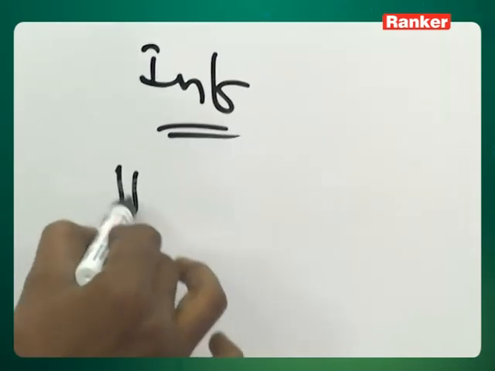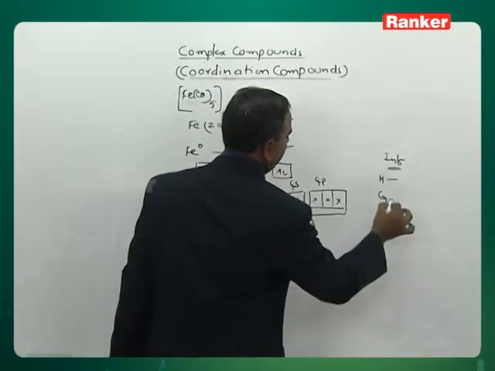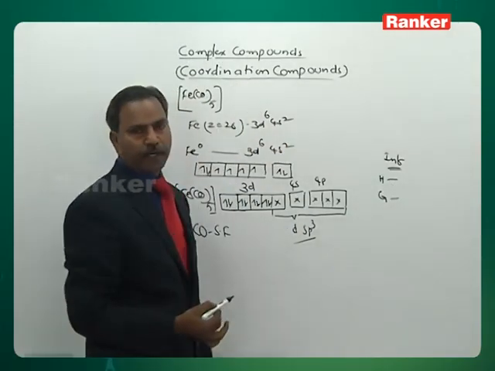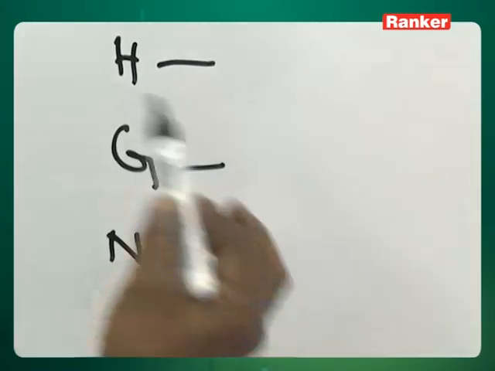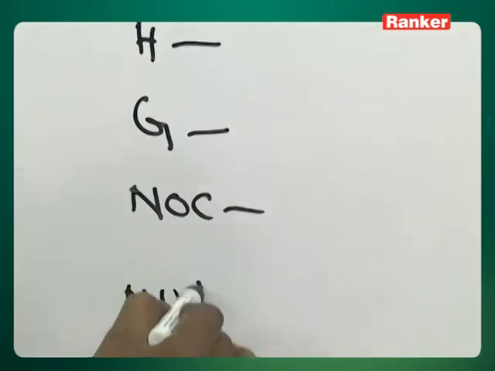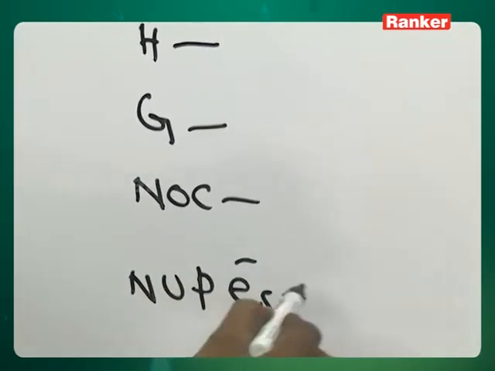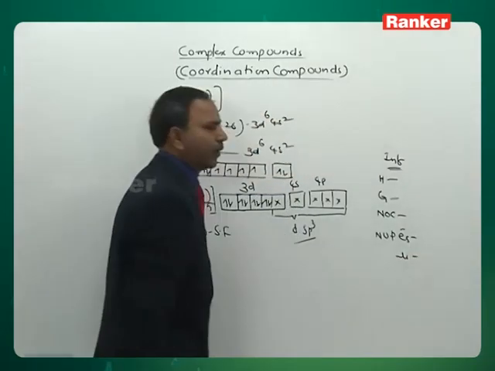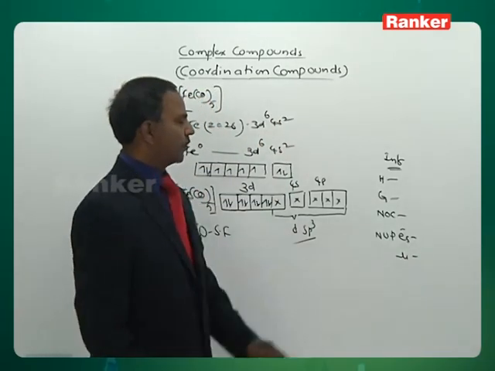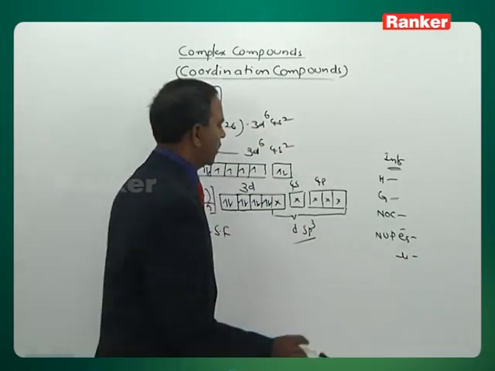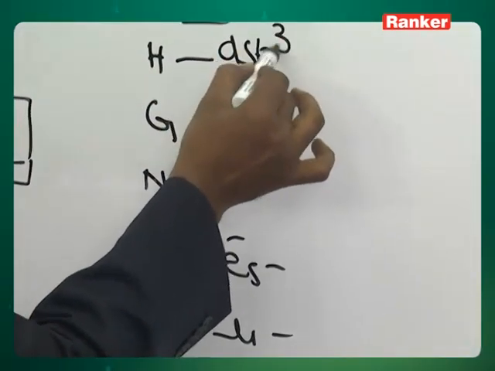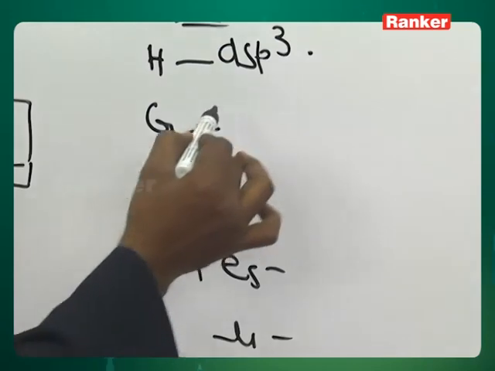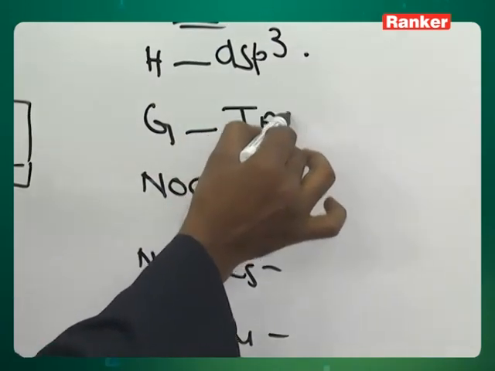We generally take first hybridization and geometry, followed by the nature of the complex, the number of unpaired electrons, and the magnetic moment. Let us see what information we are getting for this particular complex. Hybridization, dsp3, you have very well solved it. Next, geometry: trigonal bipyramid.